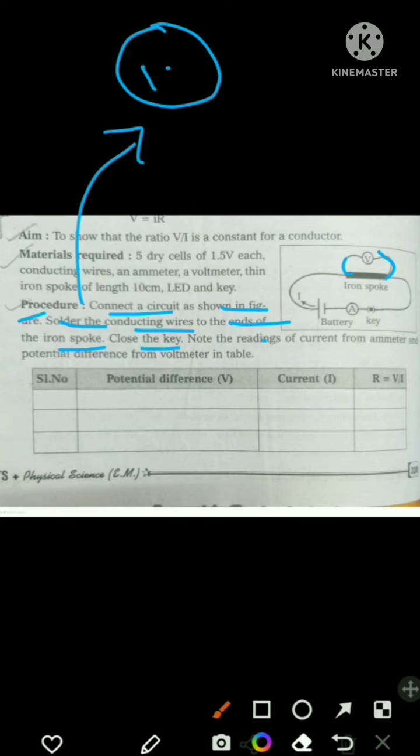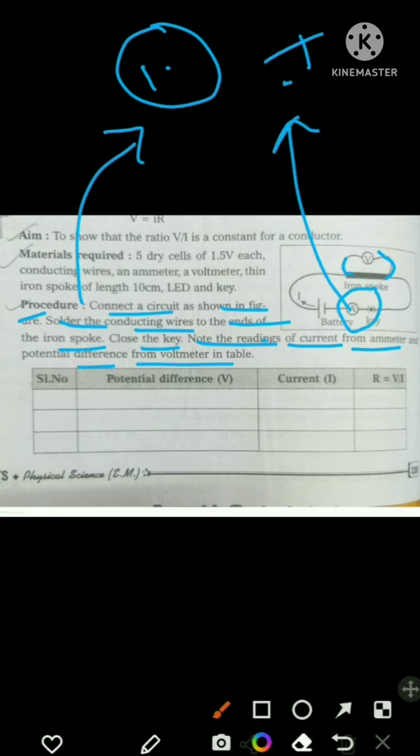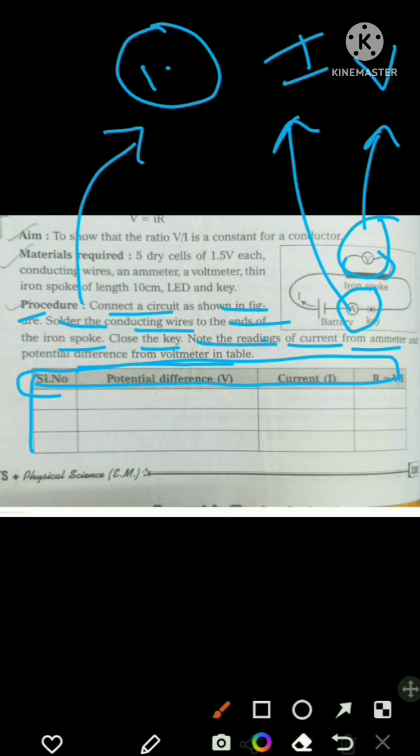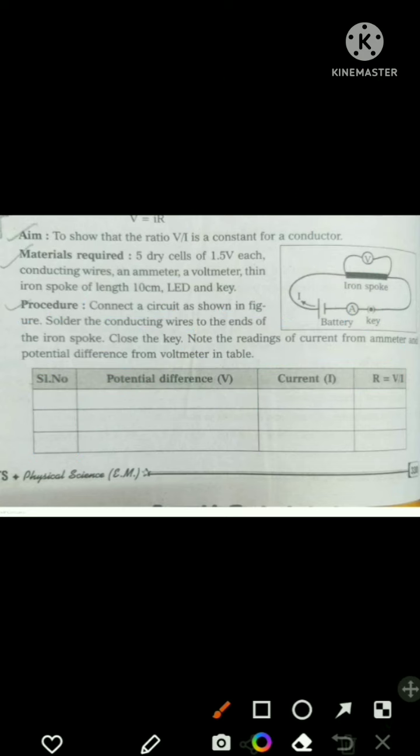Solder means we are going to burn it and close it. Then the second point is close the key. The third point is note the readings of current from the ammeter and potential difference from the voltmeter. From the ammeter you will get the value of current I, and from the voltmeter you will get the value of voltage V. We are going to make an observation table with serial number, potential difference V, current I, and R equals V by I, and we are going to note all these values in that table.